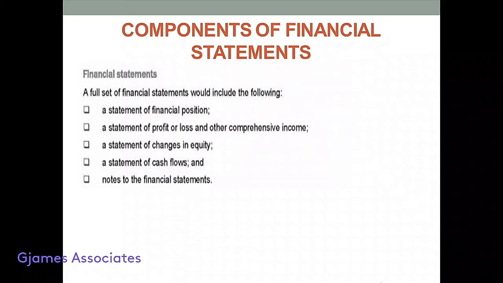So a financial statement must have a statement of financial position showing what stage or position the organization is at a particular time. The statement of profit or loss and other comprehensive income basically shows us whether the organization is profitable or making a loss at a particular time.